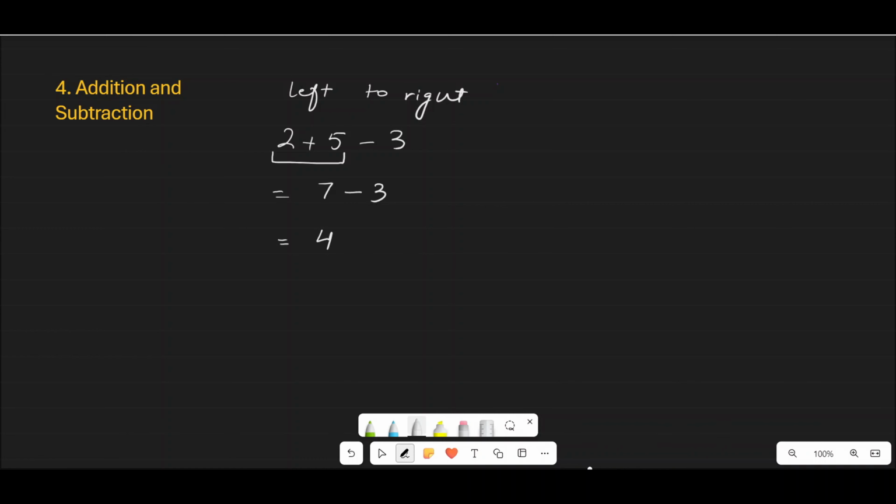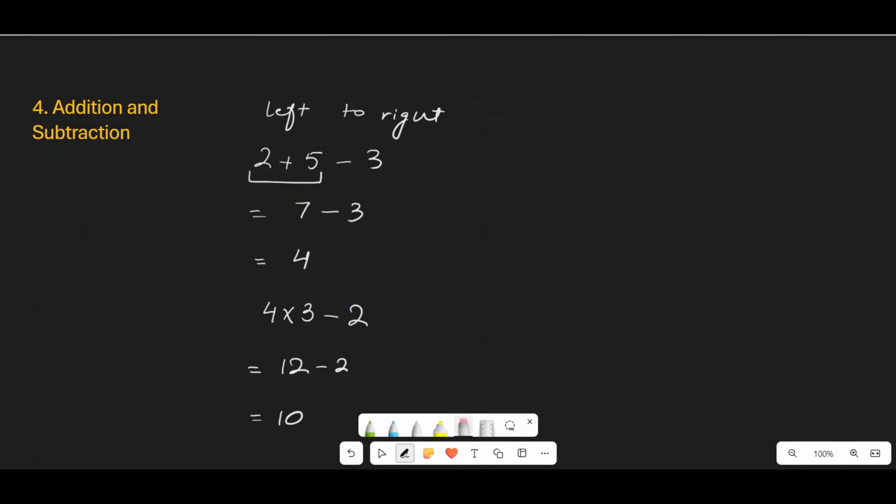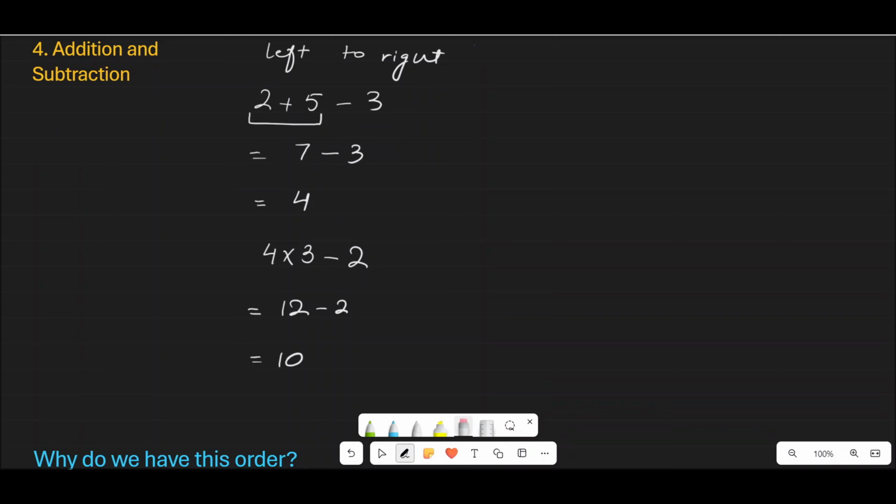Let's take another example. 4 multiplied by 3 minus 2. In this case, because we have multiplication and subtraction, the sequence says that we first have to solve the multiplication, which is 4 multiplied by 3, and this would equal 12 minus 2, that equals 10. So these are all the rules of the order of operations, or the sequences to solve the expressions.